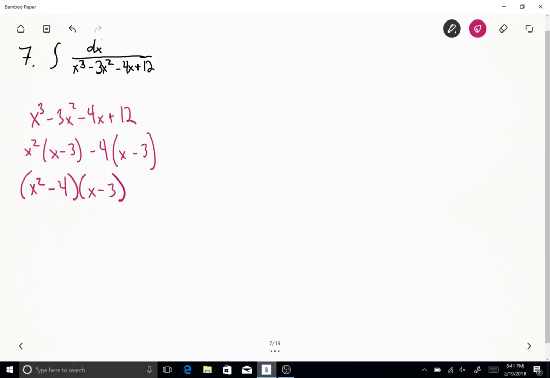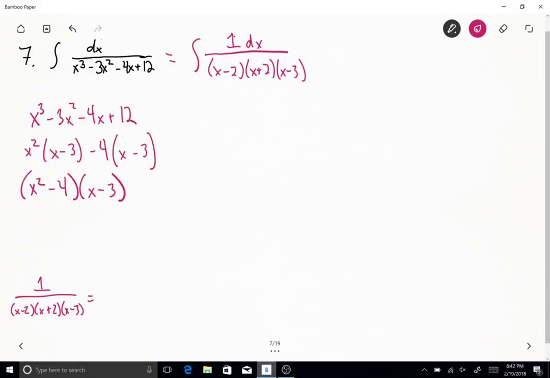Now x squared minus 4, by the way, is a difference of squares. That's x plus 2 and x minus 2. So we can rewrite this, and I'll put a 1 up top just to indicate what's happening here: 1 dx over x minus 2, x plus 2, and x minus 3. That's just from factoring. Okay, so now if those are the factors, we have a partial fraction decomposition that we can try here. So we have 1 over x minus 2, x plus 2, and x minus 3.